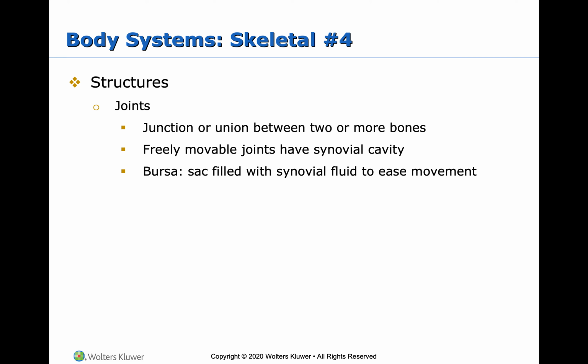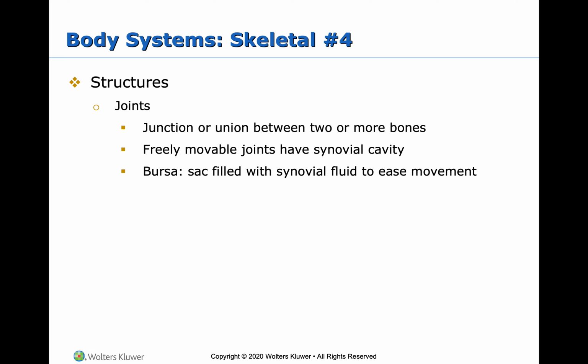Okay, joints. I'm sure we know that your knees and your elbows are considered joints. They're any junction or union between two or more bones. So all of your knuckles are joints, your wrists, your ankles are joints. There's joints in your neck, your shoulder, your hip. There's many joints. There's different types of joints.